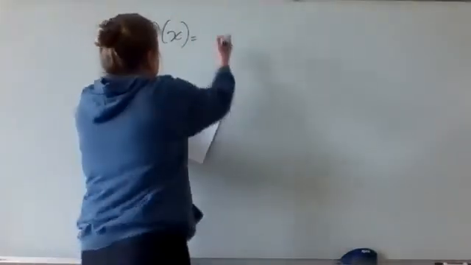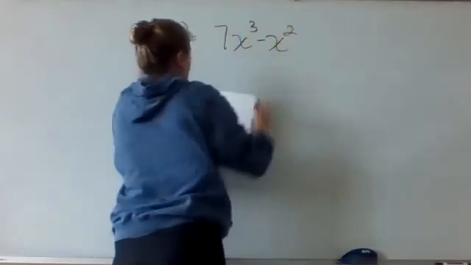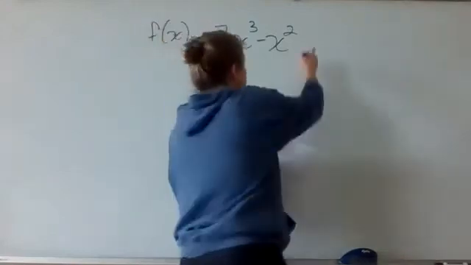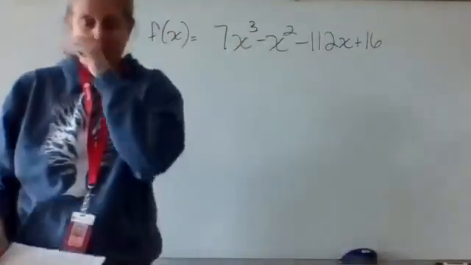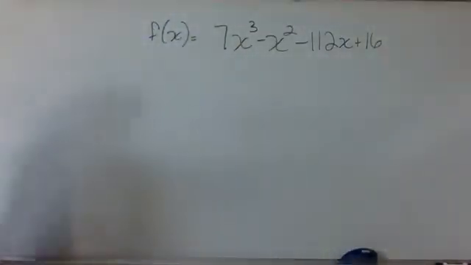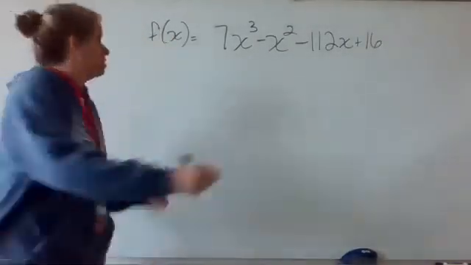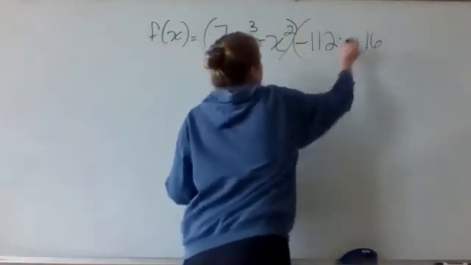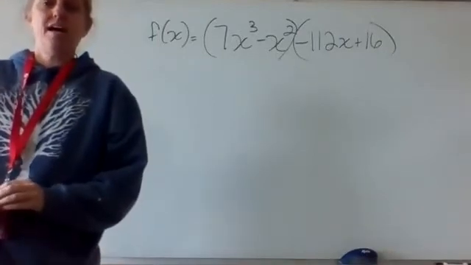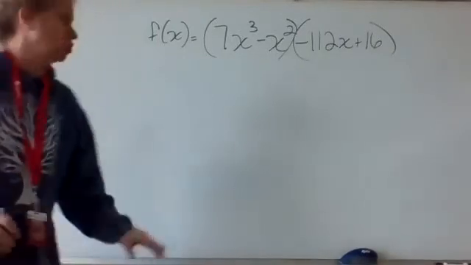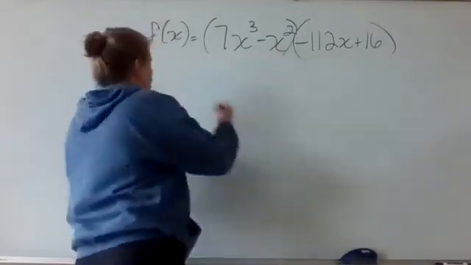Number 10, f of x equals 7x to the third minus x squared minus 112x plus 16. Again, 4 terms, nothing's in common with all 4 of them. So I'm going to put them in smaller groups and pull out what's in common with the smaller groups. So let's see, this one, again, they have x squared in common.